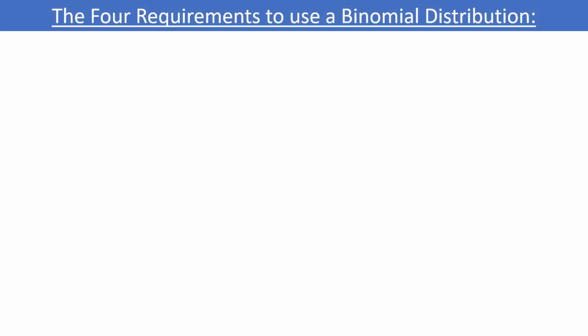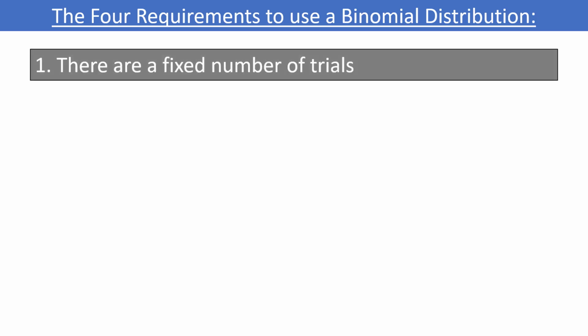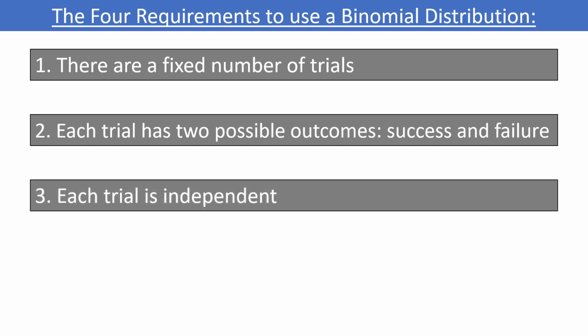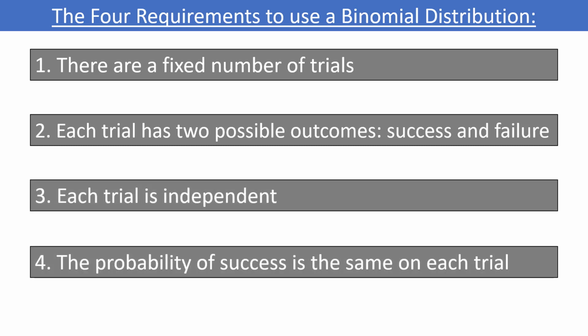Recall the 4 requirements that were needed in order to use a binomial distribution. There must be a fixed number of trials. Each trial should have 2 possible outcomes, success and failure. Each trial should be independent, and the probability of success should be the same on each trial. Once we start modifying these conditions, we start to get different distributions.